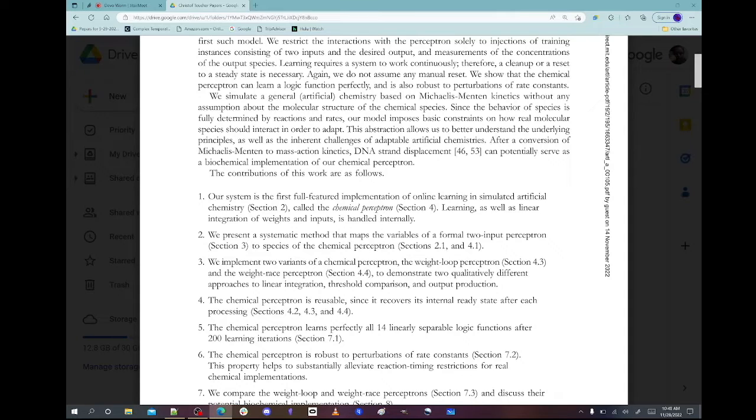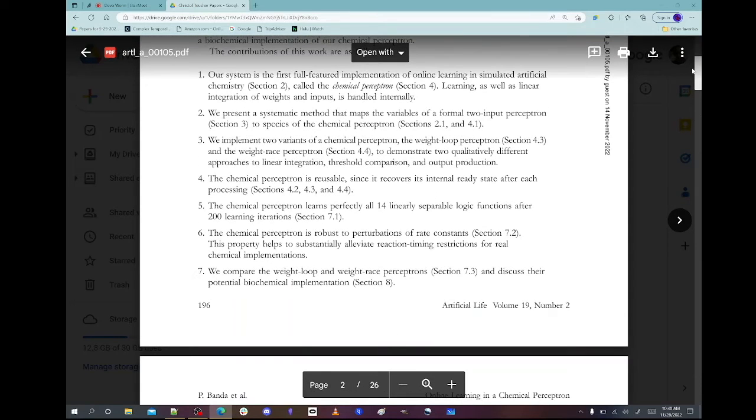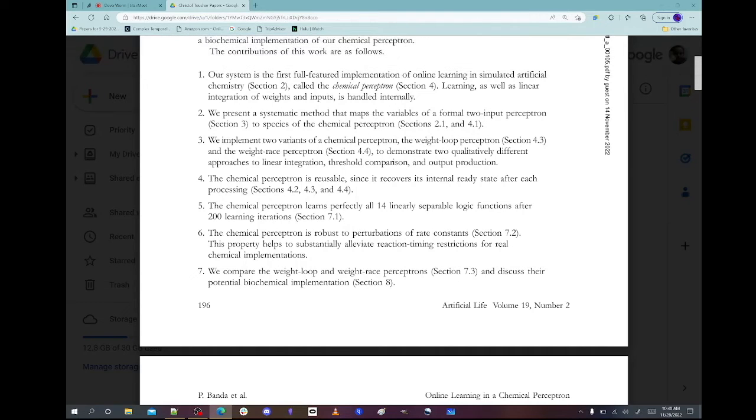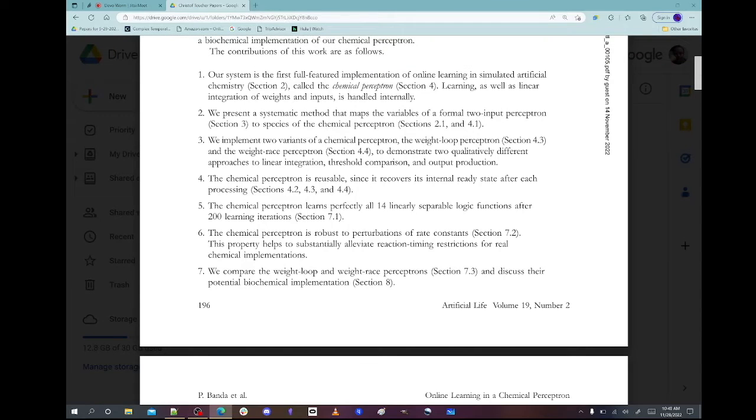They provide a systematic method that maps the variables of a formal two-input perceptron to species of the chemical perceptron. So there's this chemical perceptron that is based on biochemical principles. So you can go from first principles to this sort of information processing. The chemical perceptron learns perfectly all 14 linearly separable logic functions after 200 learning iterations. So it doesn't necessarily take that long to learn. The chemical perceptron is reusable since it recovers its internal ready state after each processing event.